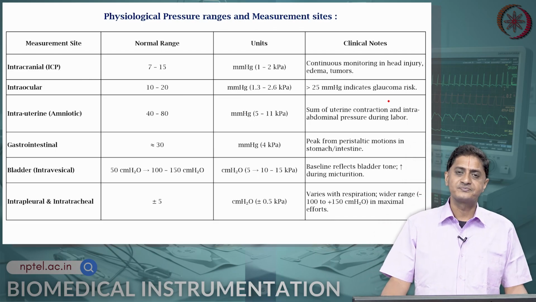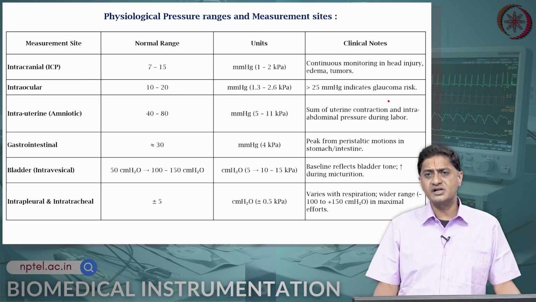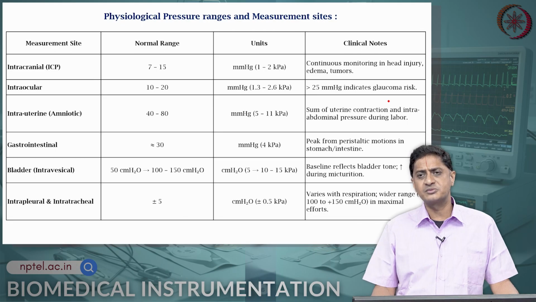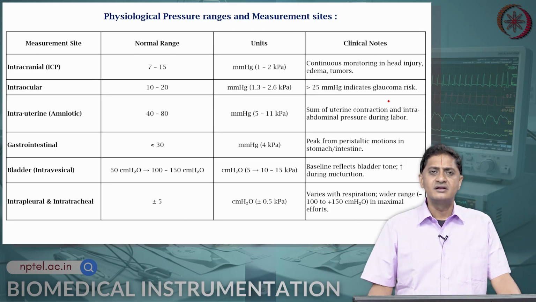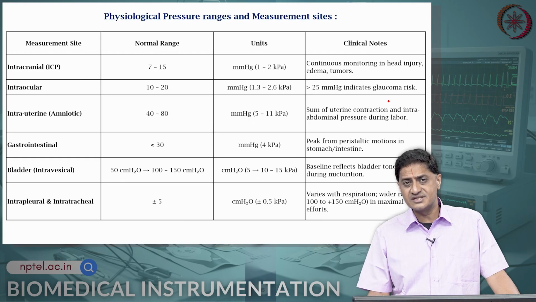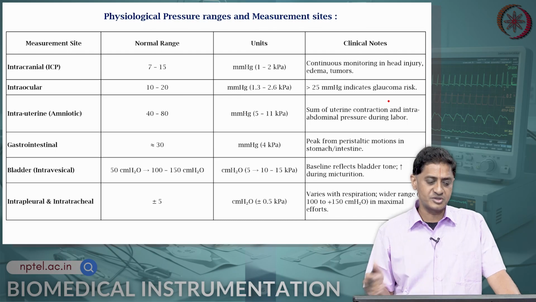Intrauterine pressure inside the amniotic sac, for example, the normal range is between 40 to 80 millimeter mercury. This is essentially the sum of the uterine contraction and the pre-existing intra-abdominal pressure. Intra-abdominal pressure is always there. In addition, the uterine pressure adds to it during labor. Note that this is a critical component that defines and determines what stage of labor the lady is in and what kind of birth the lady will have, and so many things. So, intrauterine pressure is a critical parameter.